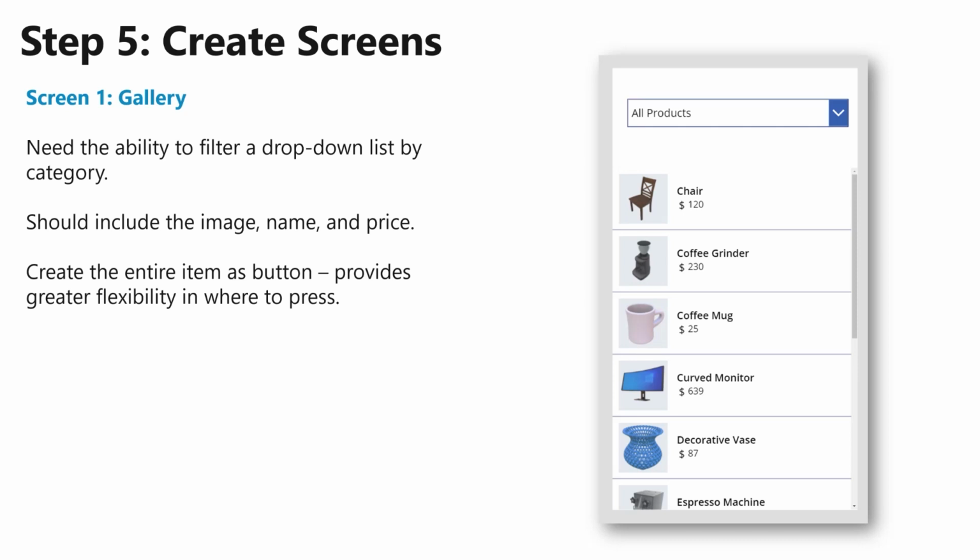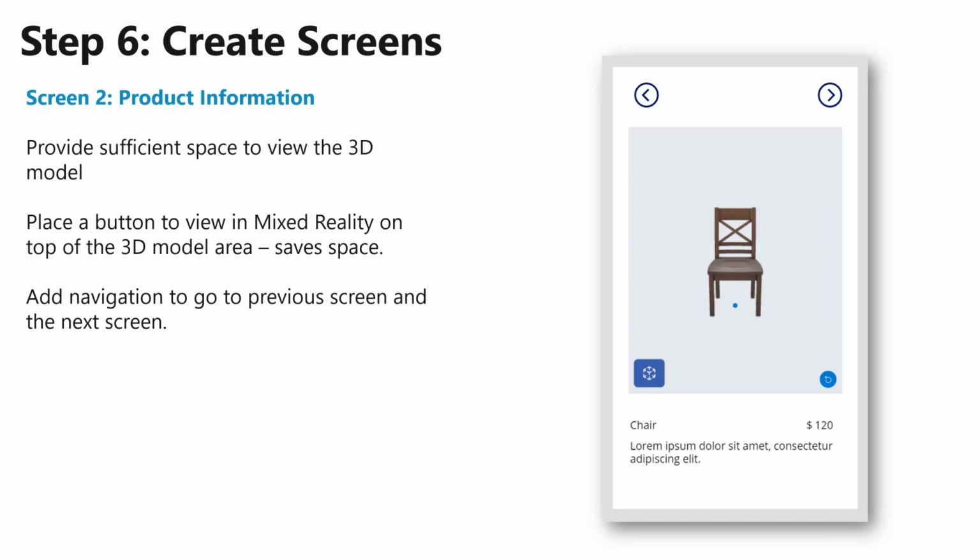One thing I would suggest to do for each item in the gallery is to make the entire item pressable, or a button if you will. This avoids the need for the client to wonder whether they actually pressed the right part of the screen to view the product information.